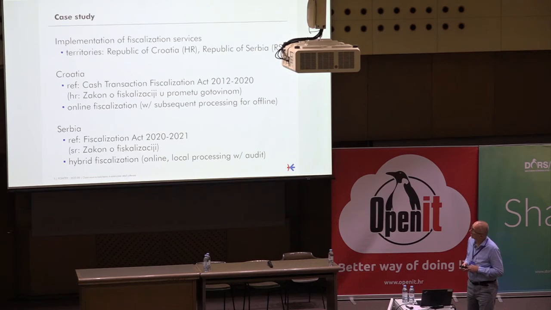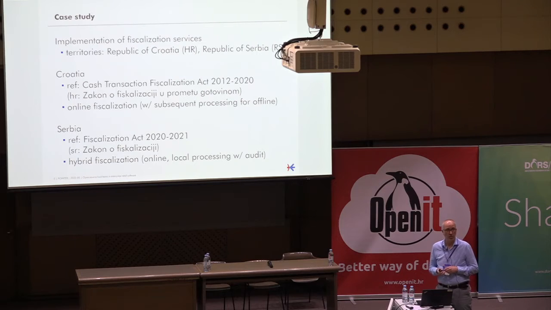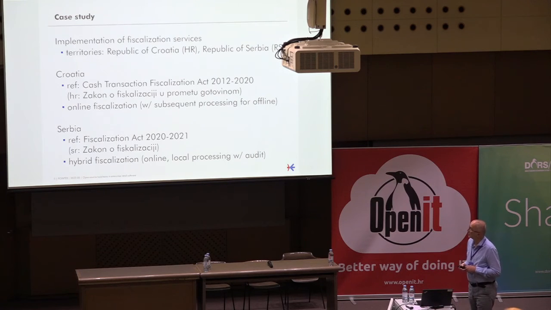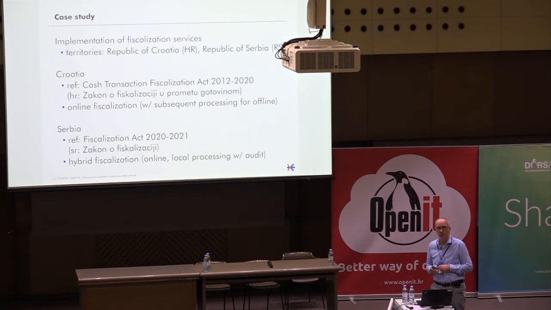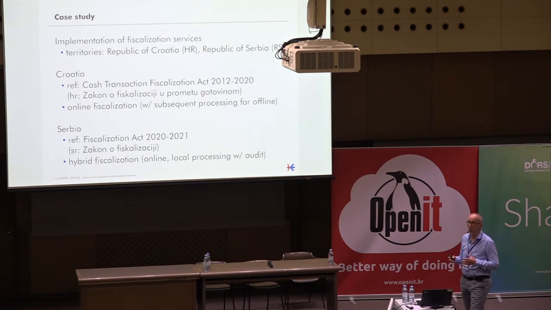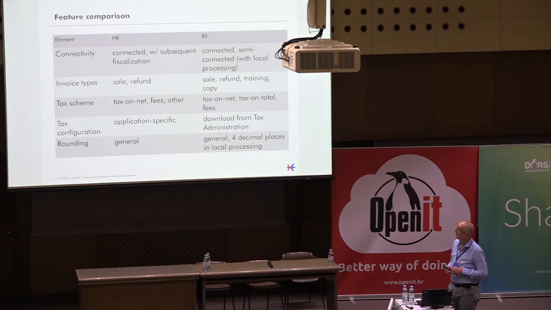And of course, the big thing about this is that the implementation models differ. In Croatia, the option was to have online fiscalization with some form of subsequent processing. And in Serbia, for example, we needed to struggle with a hybrid form of implementation where you can have both online, in terms of direct access to the server of the tax administration, and local processing, in other words, a very autonomous way to handle this. Okay? And this is the world we live in.